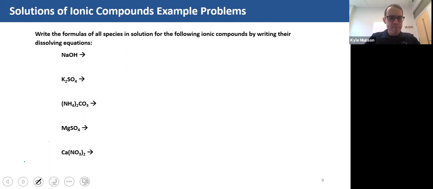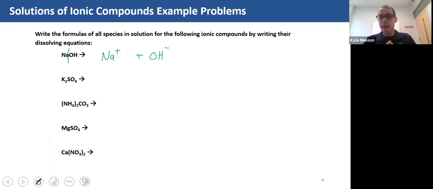Okay, so let's start here. All right, we're starting with sodium hydroxide. And if you look on your chart, this is a sodium ion and a hydroxide ion. So when it breaks apart, I'm going to break it apart here into the cation and the anion. And I'm going to end up with sodium plus hydroxide. And remember, don't forget the charges of these ions, okay?